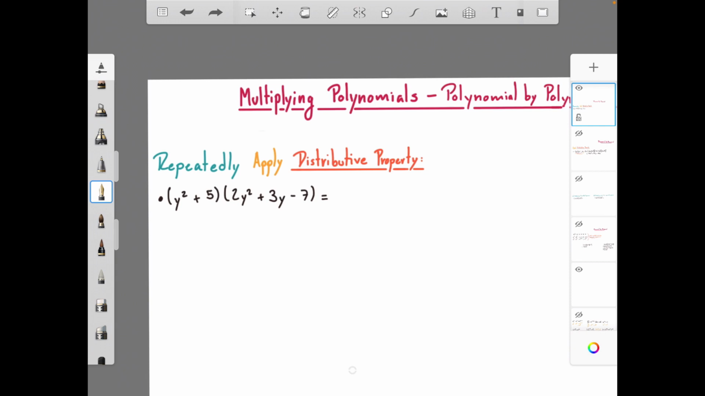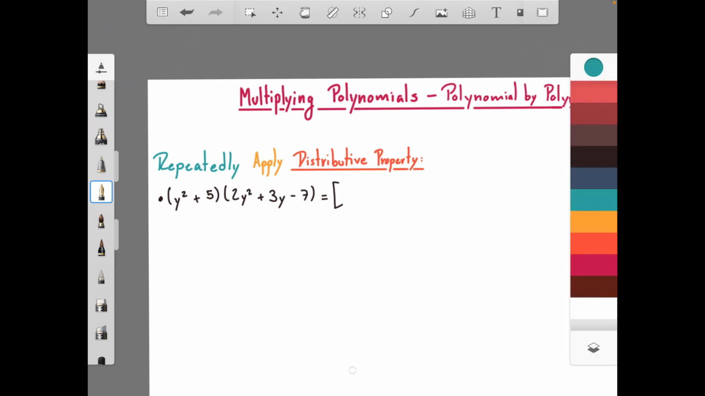We first start with one of the terms. Okay, so first we have to distribute y squared times this and times this and times this, and then we have to multiply 5 times this and times this. So we have to distribute each term several times. That's the key to multiplying polynomials by polynomials, which is actually very simple to understand and memorize. That's kind of the way multiplying polynomials works.